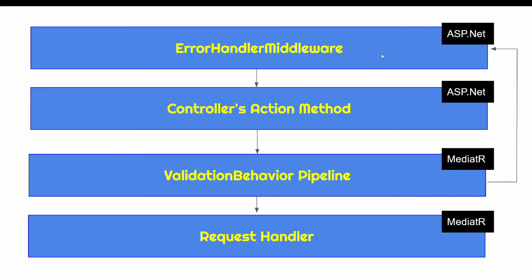After doing all these changes, the flow of our application will look something like this. Here I tried to clearly mention the component and the framework. So first, the request will come to the error handler middleware. Then it will call the action method of the controller. Then it will go to the validation pipeline and lastly to the request handler, and this request handler will actually handle that request by executing some business logic. But in case of any validation exception, it will throw the validation exception and the control will go back to the error handler middleware, and that validation exception will be handled by the validation exception catch block.